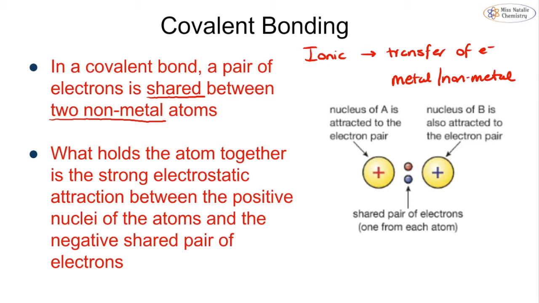And when this happens, we get the electrons being held in the centre, and we get a strong electrostatic attraction between the positive nuclei, or the nucleus of each of the atoms, and then that shared pair of electrons. So the electrons sit in the centre of the two nuclei, and that attraction is what holds them together. And we can see that in this diagram here.